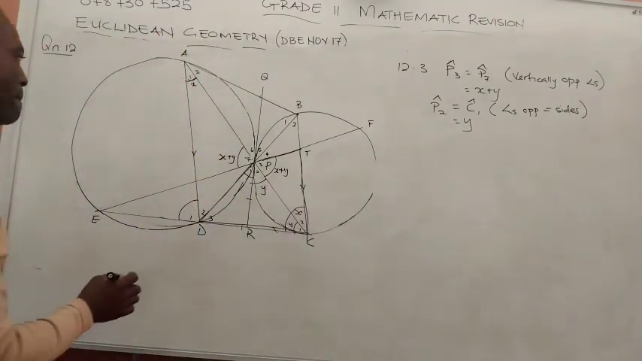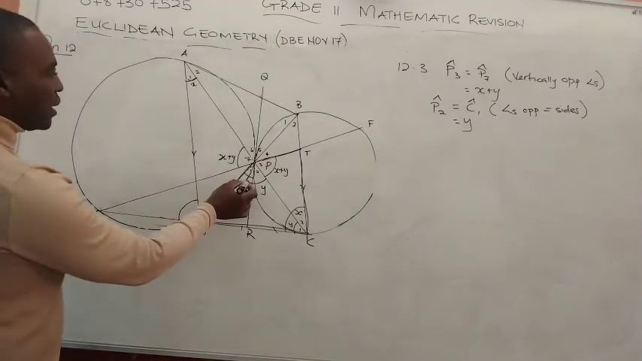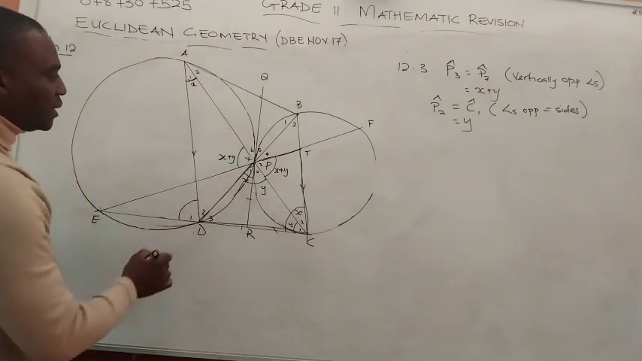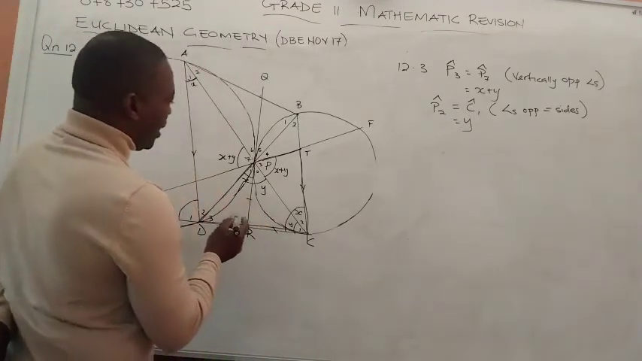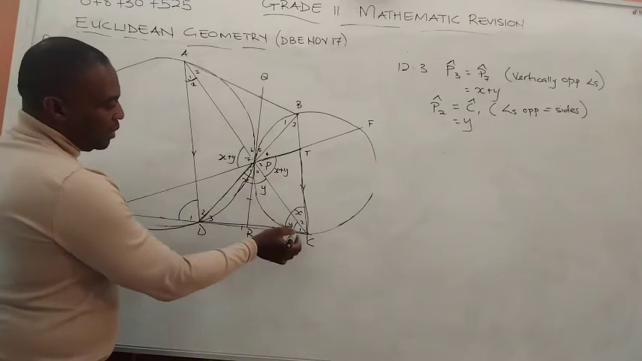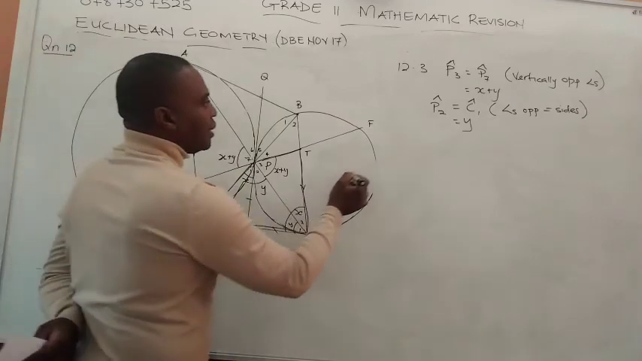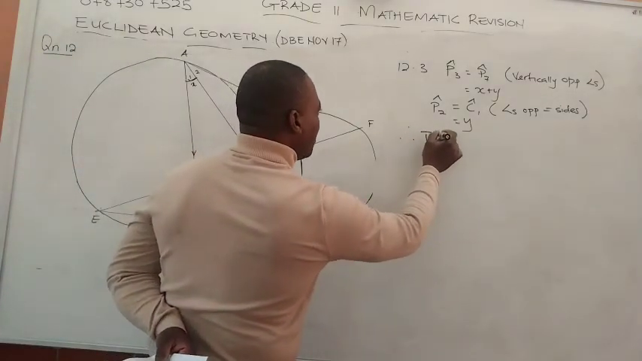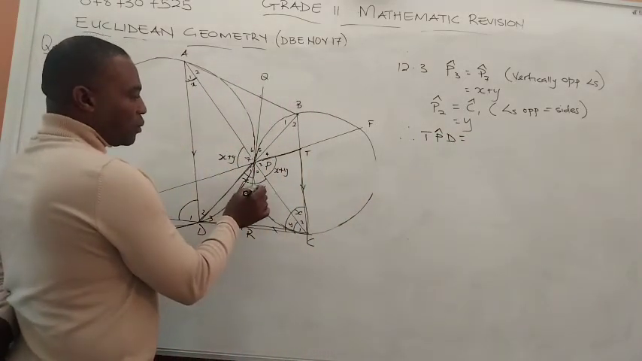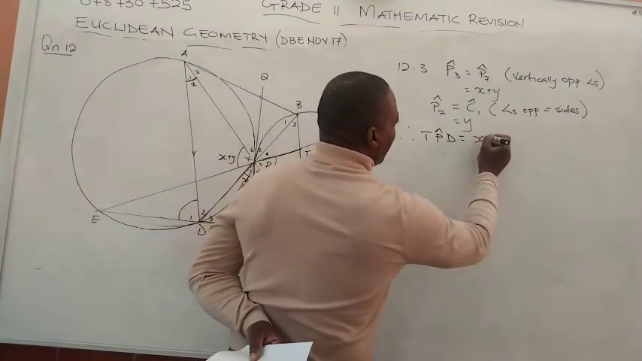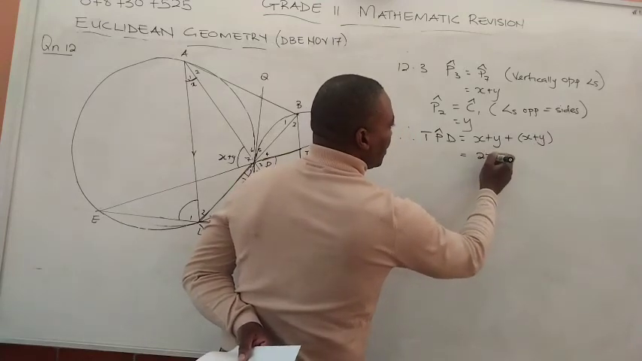And thereafter, now we need angle P1, and we have already said angle P1 is equal to x because of the tan chord theorem. So we are now saying the whole of angle TPD will be equal to x plus y plus x plus y. And that will give us 2x plus 2y.